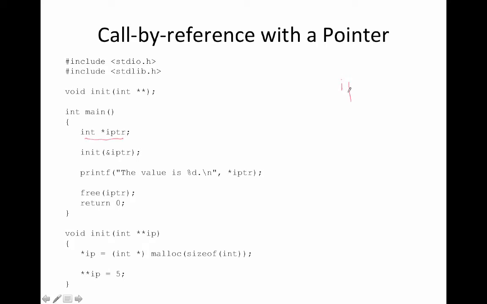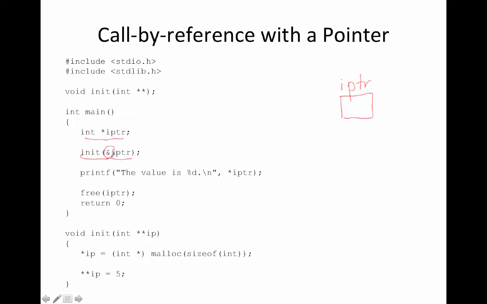Again, I'm declaring a pointer variable iptr. So that declares the variable, which means we allocate space in memory for this pointer variable to be of type int star, so it can point to an integer location. Now I'm calling my function init, and I want to initialize my pointer variable, so I'm going to pass the address of the pointer variable.